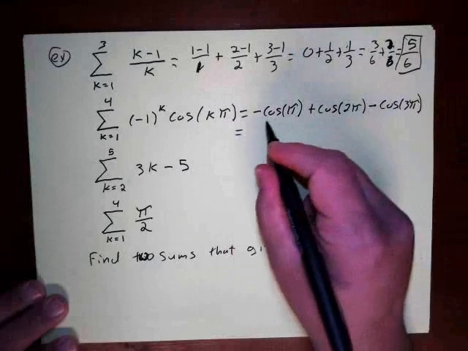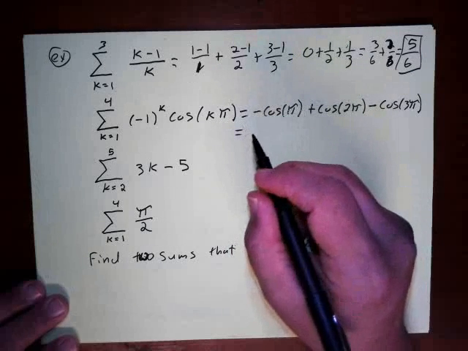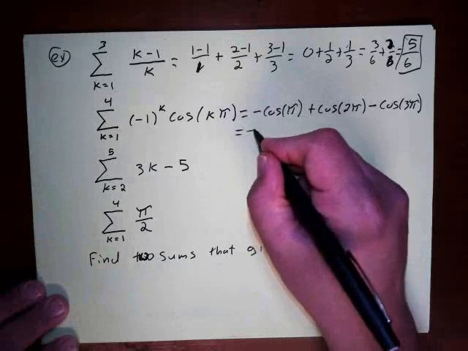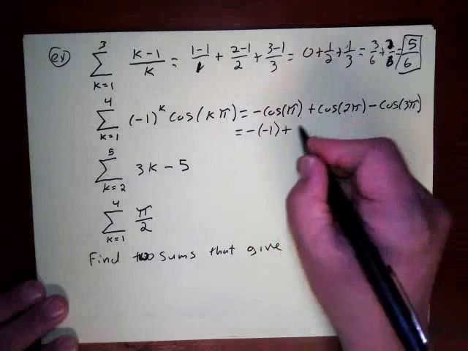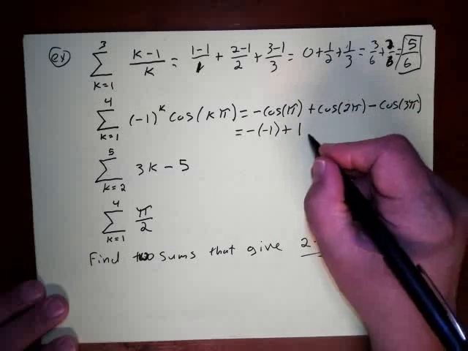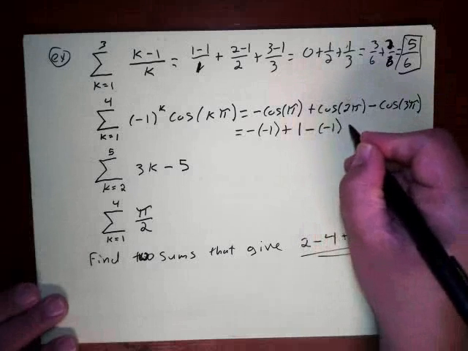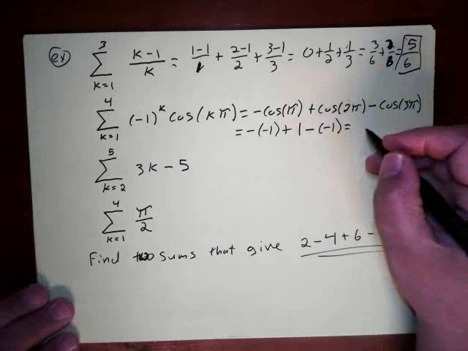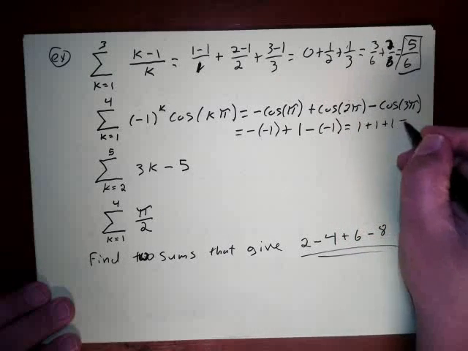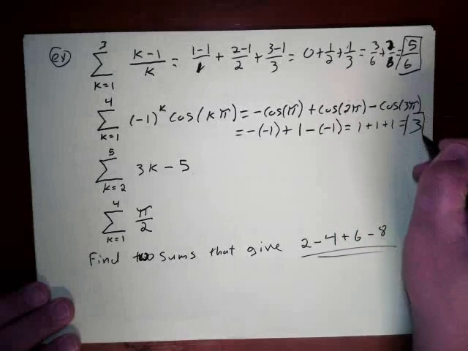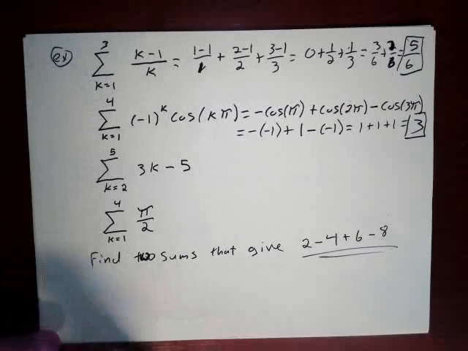So these I can figure out. Cosine of pi is -1, right? So this is minus a -1 plus a positive 1. Cosine of 2 pi, that's a positive 1, minus cosine of 3 pi is -1. It would look like that. And so this would be 1 plus 1 plus 1, which is 3. Okay, so that actually is 3.